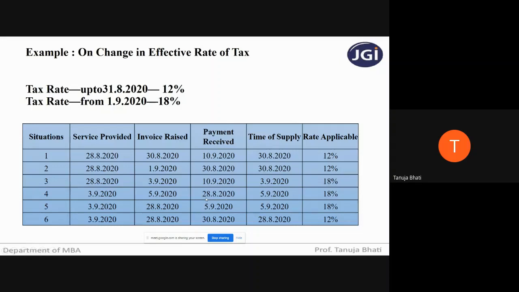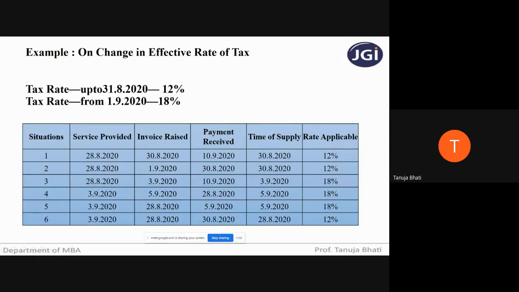So in this case, you have to see the date of invoice raised will be the time of supply, since it is afterwards, and the rate of tax will be 18%, because on 5th September the rate of tax is 18%.